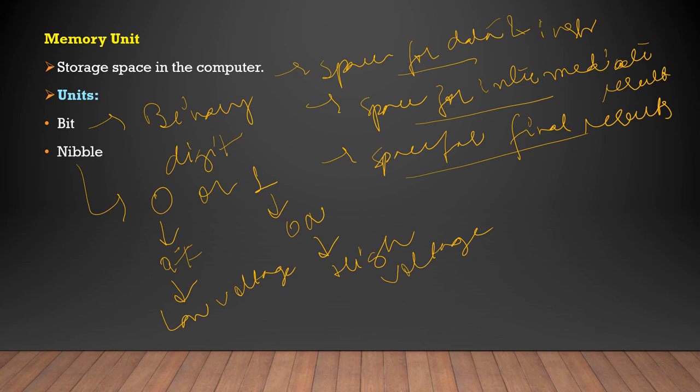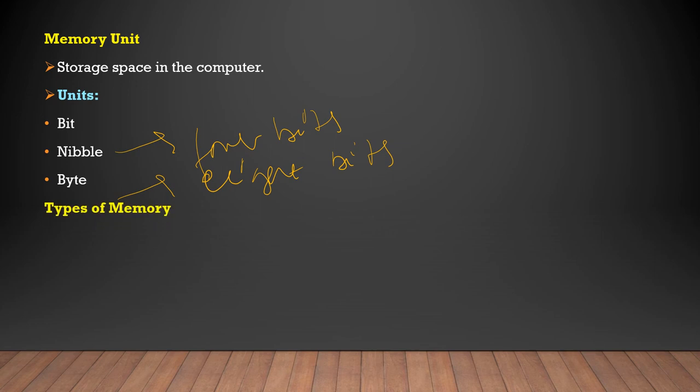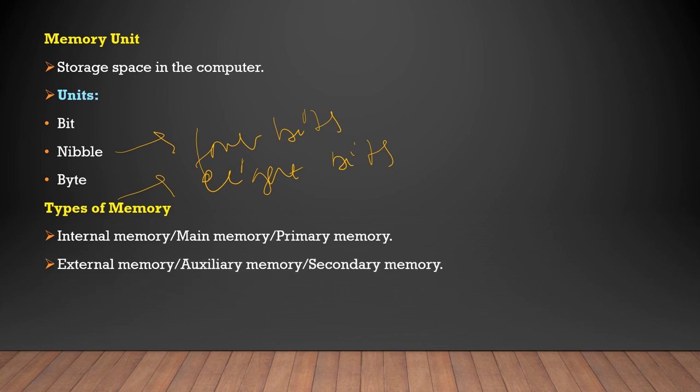Next is the nibble. A group of 4 bits is called nibble. Next is the byte. A group of 8 bits is called byte. Next is the types of memory. There are broadly 2 types of memories in computer system. First is the internal memory or main memory or primary memory. Next is the external memory or auxiliary memory or secondary memory.